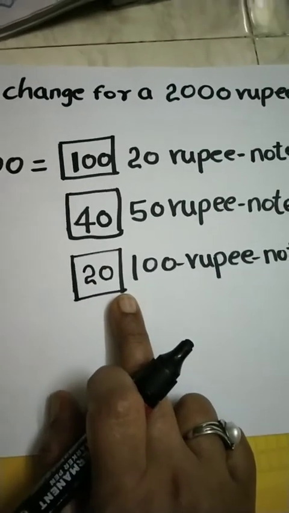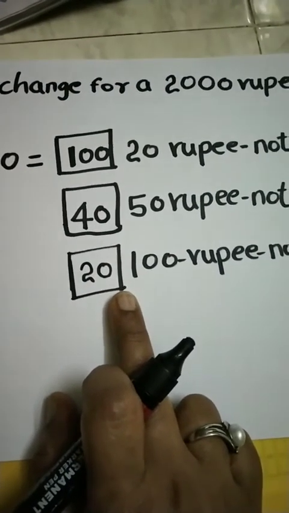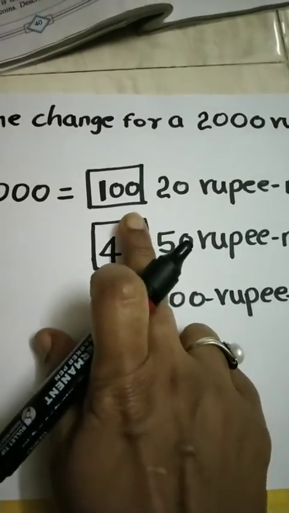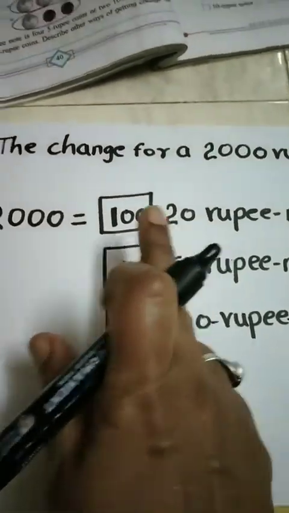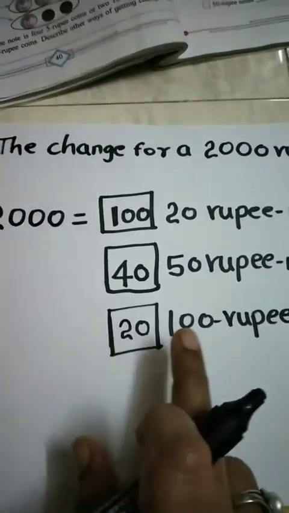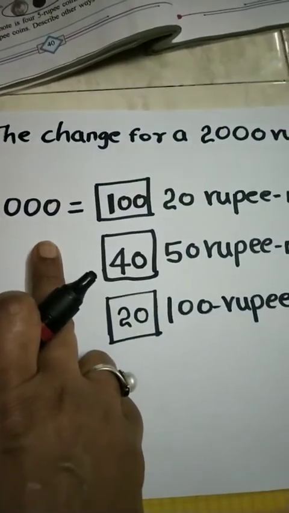I don't think you need to cross check your answer. As I showed you here, 100 multiplied by 20 gives you 2000. So 20 multiplied by 100 also will give you 2000.